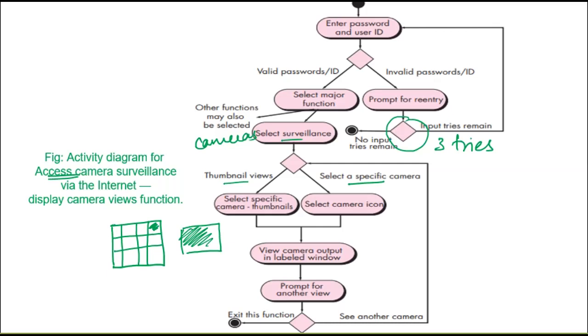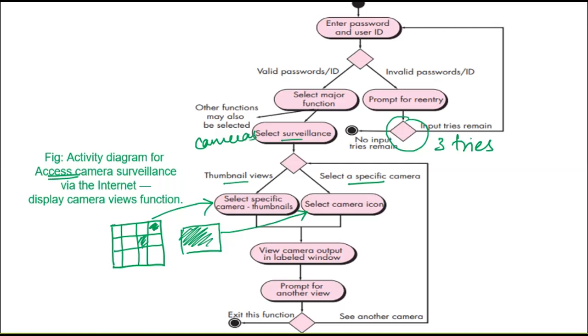So for the decision box, if you selected thumbnail view, it is going to show you a thumbnail view, whereas for selected camera view, you're going to have this entire thing. After this task, view camera output in a labeled window. This is going to be shown in the entire window, selecting one camera view. After that, prompt for another view. That is, if you want to check another view once you have selected one, you can change the view and go for another view.